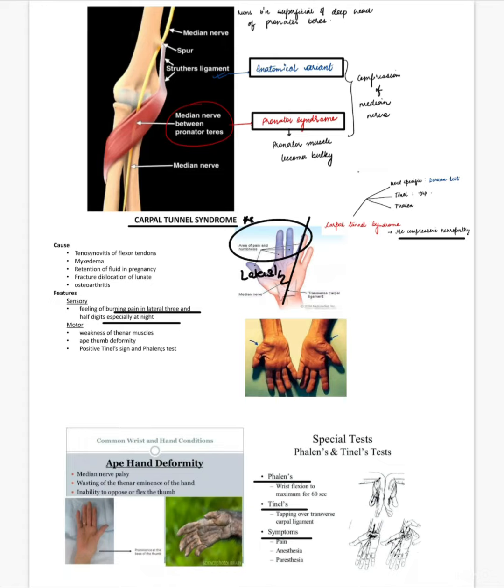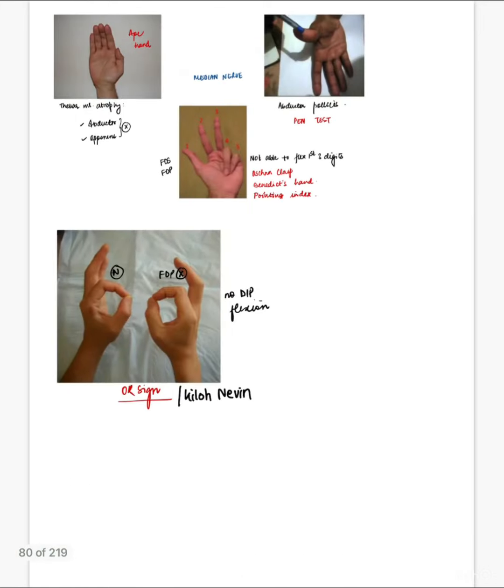This carpal tunnel syndrome is the most common compressive neuropathy, guys, and the most specific test is the Durkan test. Also we have the Tinel test and the tapping test, guys. This looks like, see, there is wasting of the thenar eminence because that is supplied by your median nerve. This is your ape thumb deformity, guys. If you see, thenar muscle atrophy is there, guys. This is your pen test. Do you see P is coming, guys? Everywhere P is coming. This is your Ochsner's clasp.